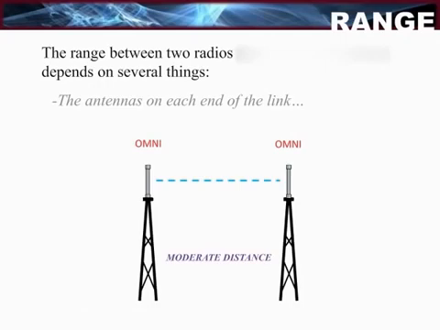The range between two devices is a popular question in RF, and it depends on several things. Here we will discuss how antennas influence range. It is important to note that the antennas on each end of the link influence the overall range. In the case of omnidirectional to omnidirectional, the range will not be too substantial. Exact range numbers are intentionally being left out for now, but we will elaborate more on that a bit later.